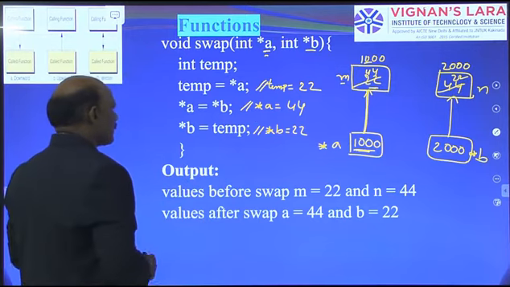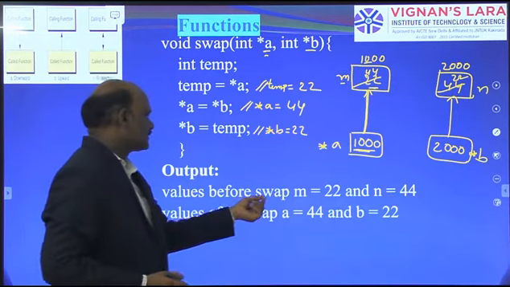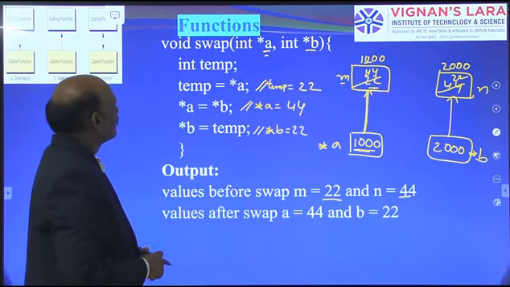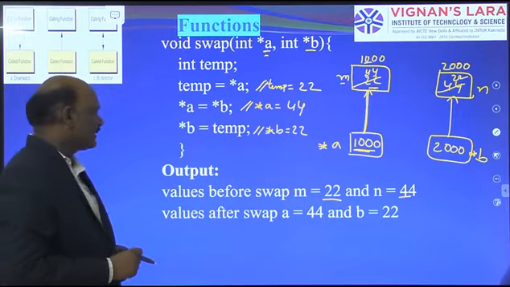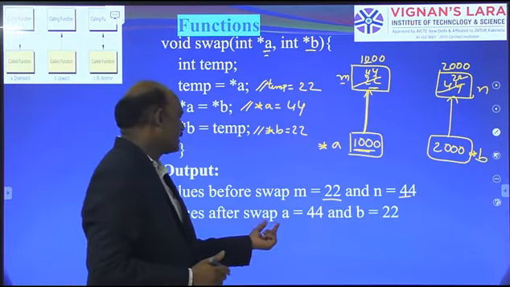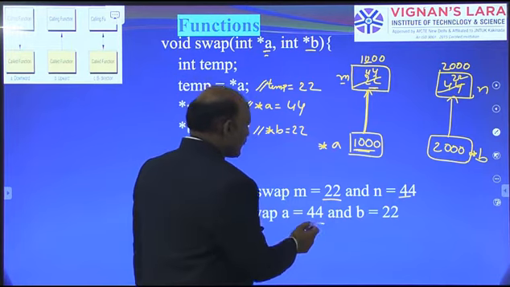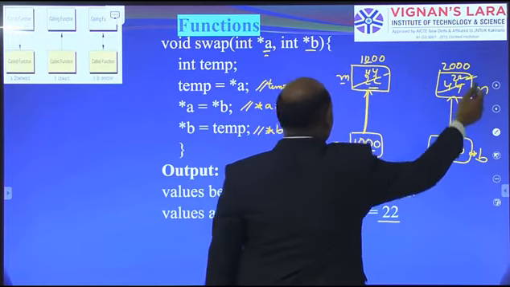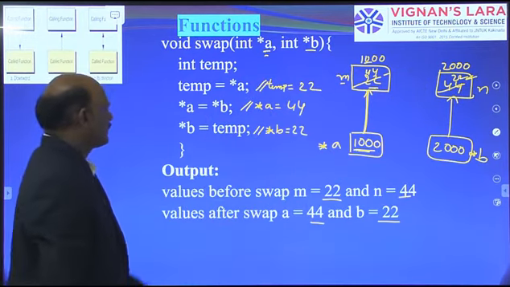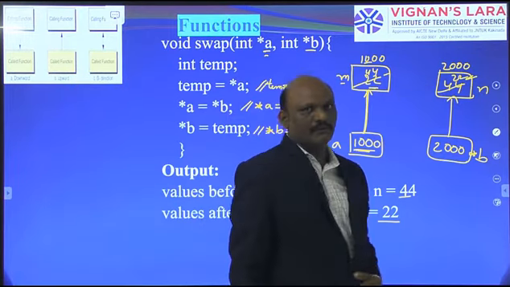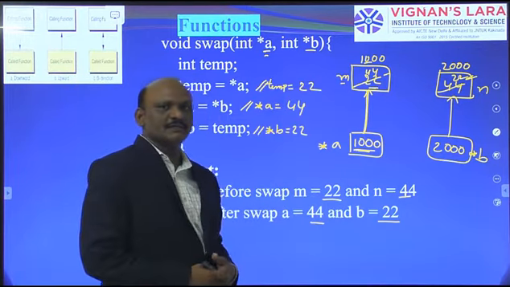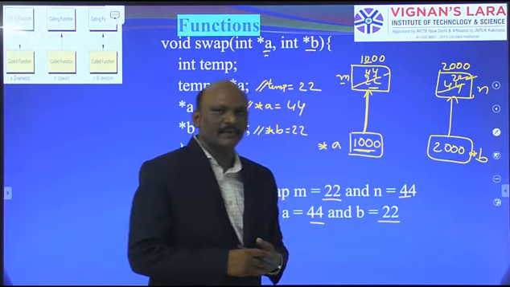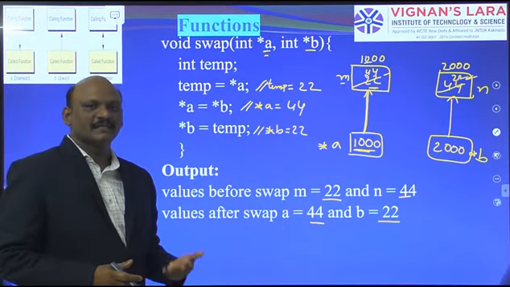Now coming to the output, values before swapping are 22 and 44, right? After executing this, the control moves to the main function again. In the main function, we print the values after swapping. So after swapping, the values are 44 and 22. M and N values are 44 and 22 because we are changing the original copy. That means whatever changes are done on the formal parameter will show the effect on actual parameters.